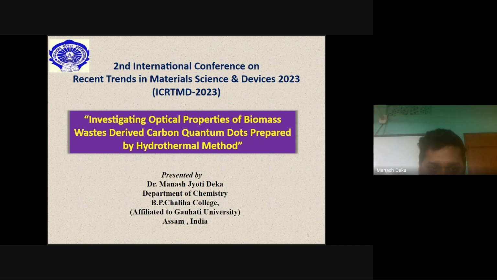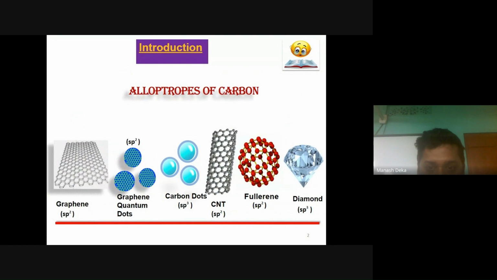So in our laboratory, we are mostly working on waste material, and this waste material we convert to quantum dot nanomaterial as well as activated carbon. So before going into this in detail, the introduction. These are the allotropes of carbon: graphene quantum dots, carbon dots, CNT, fullerene, diamond, etc. Their hybridizations are different and their dimensions are also different. Our research interest mainly focuses on these three nanomaterials: graphene, two-dimensional, sp2 hybridized, then graphene quantum dots and carbon dots. So what are carbon dots?